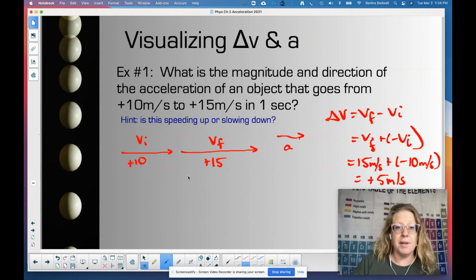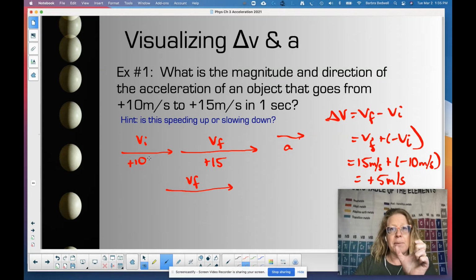So let's see if we can draw this. Okay, VF is going 15 this way. There's VF. Now we're going to add plus negative VI. So I'm going to make it the same size, but reverse the direction of it. So now it's coming back this way. So like that. So that's our negative VI.